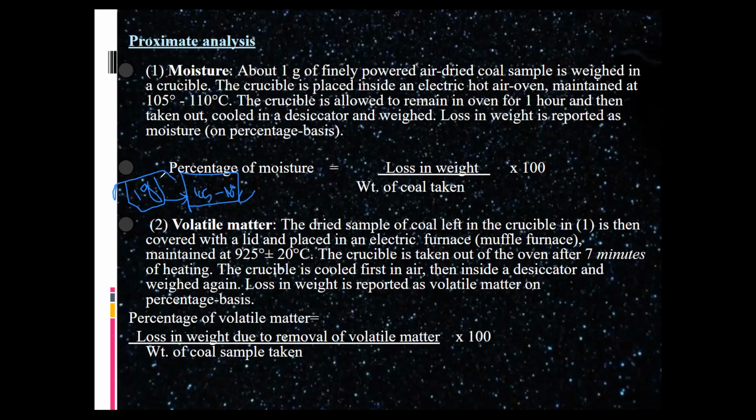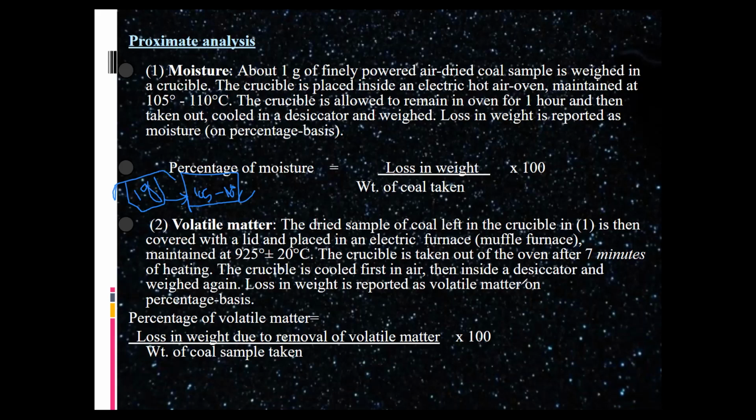We place the silica crucible with the lid in an electric furnace maintained at 925 plus or minus 20 degrees centigrade. It is also called a muffle furnace. The silica crucible is taken out of the furnace after 7 minutes of heating. So how much time are we placing the silica crucible along with the lid in the muffle furnace? We are placing it for 7 minutes.